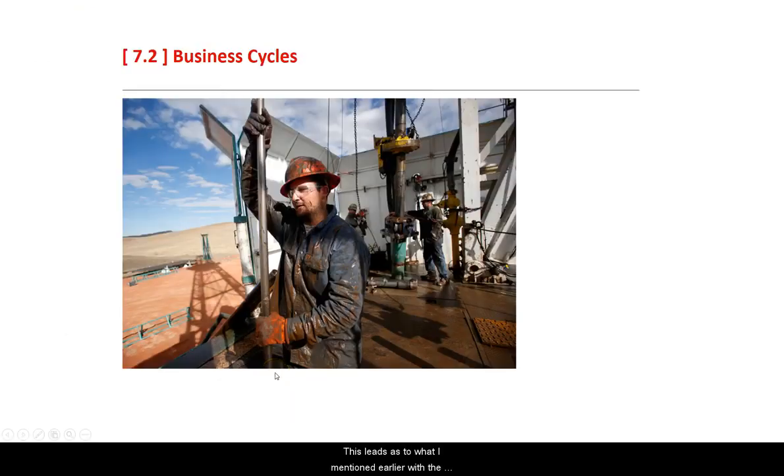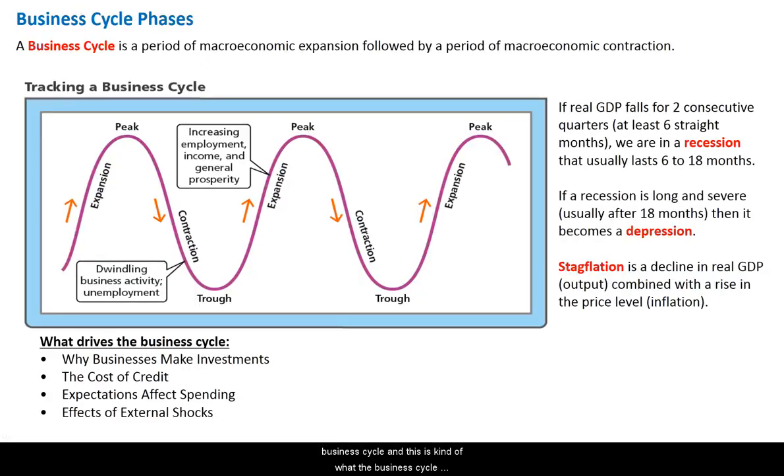Now, this leads us to what I mentioned earlier with the business cycle. And this is kind of what the business cycle looks like, but what we mean by the business cycle is just a period of macroeconomic expansion. This is when it's moving up in the drawing there. It'll hit a peak, the highest place where real GDP stops rising, and then it has to start falling. It's just the ebb and flow of it, the ups and the downs of the economy.